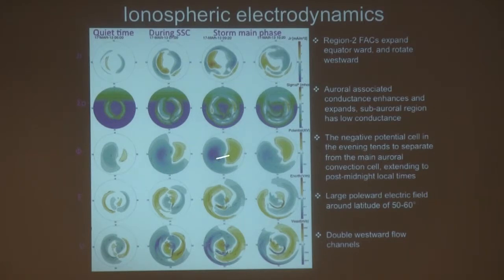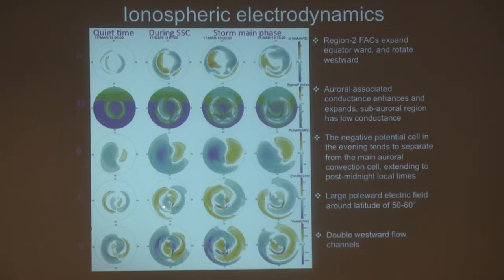And this is the electric potential. This is a typical two-cell convection pattern. In the storm time, you can see on the dusk side here the negative potential cell trying to separate from the main auroral cell and extend to the post-midnight. And this is the electric field. Yellow shows the electric field in the poleward direction.